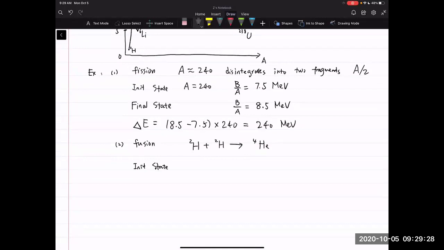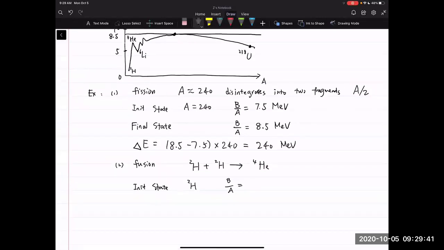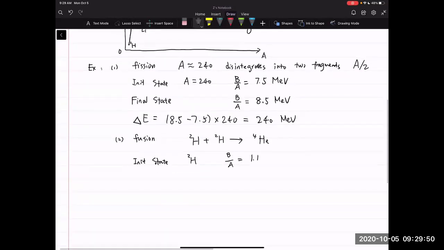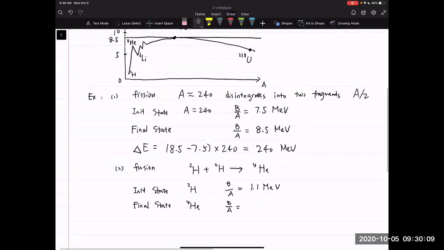So in the initial state, we have the deuteron. On this curve, the deuteron is an exception, with the lowest binding energy. So B over A, if you look at this, is close to 1. It's 1.1 MeV. And the final state of this fusion process, we get helium-4. Helium-4 is more stable, so the binding energy per nucleon is getting close to 8.5. The actual value is 7.1 MeV.